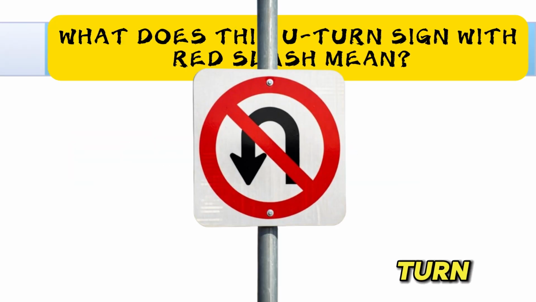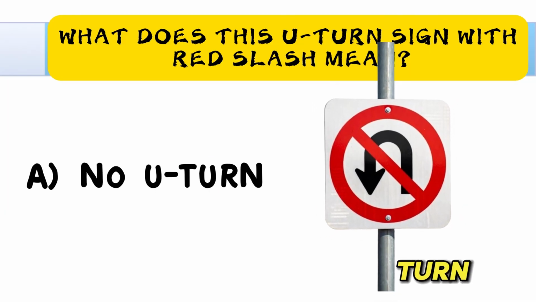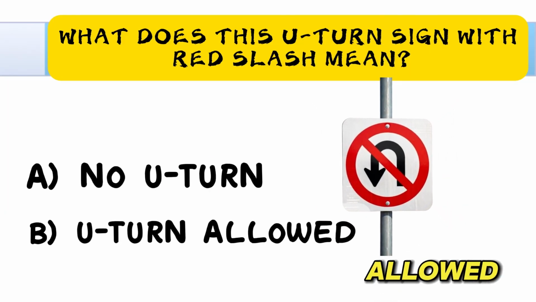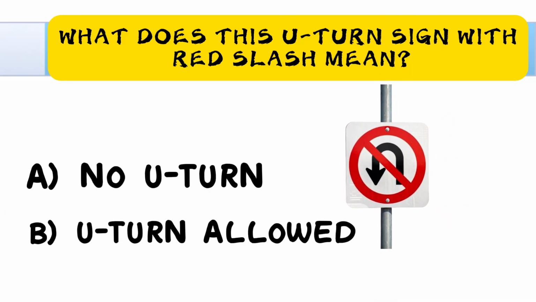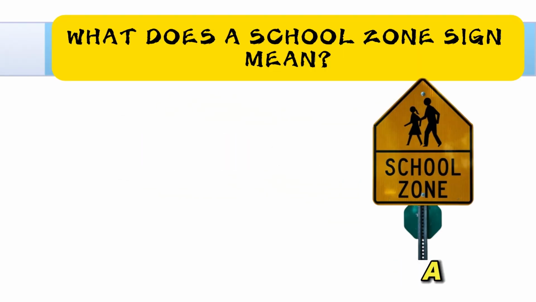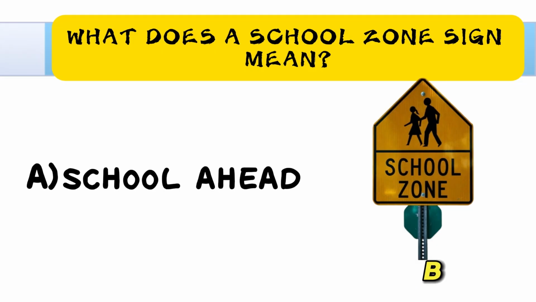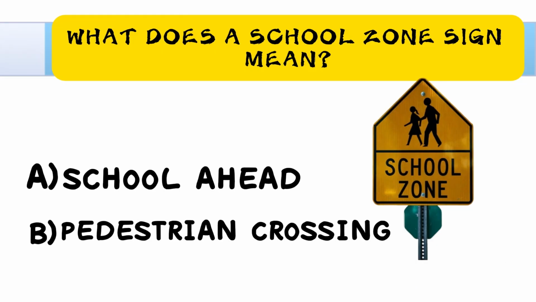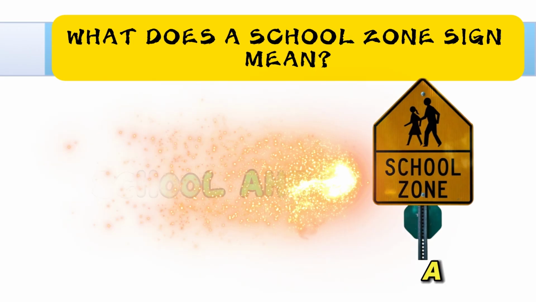Road rules. What does this U-turn sign with red slash mean? A. No U-turn. B. U-turn allowed. Answer: A. No U-turn. Think fast. What does a school zone sign mean? A. School ahead. B. Pedestrian crossing. Answer: A. School ahead.